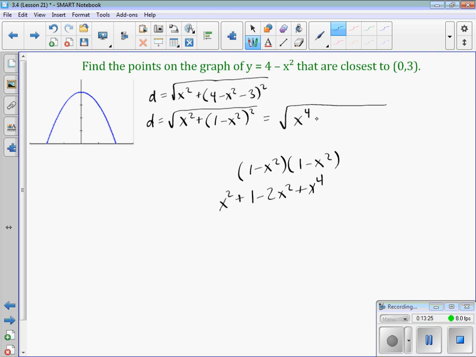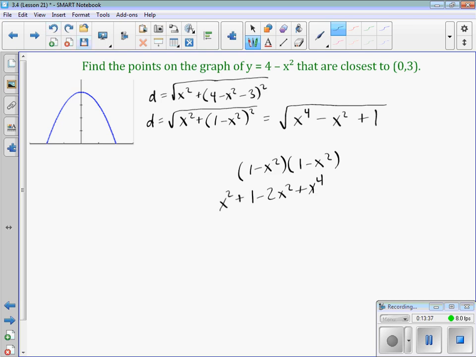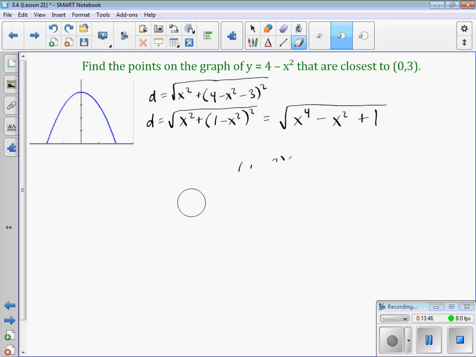X to the 4th minus x squared plus 1. Does that look good? Oh, I just erased it. The x to the 4th is just here. 1x squared minus 2x squared will give me negative 1x squared. Okay, you got it there? Okay, so we're back to here.